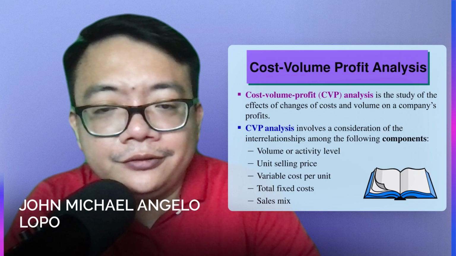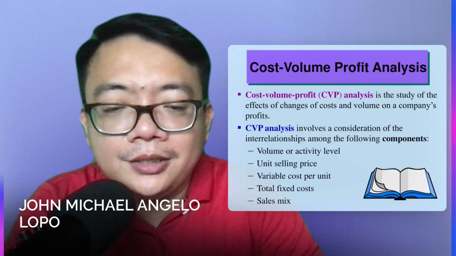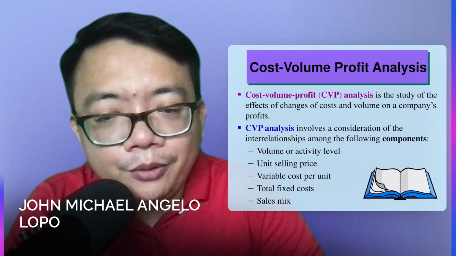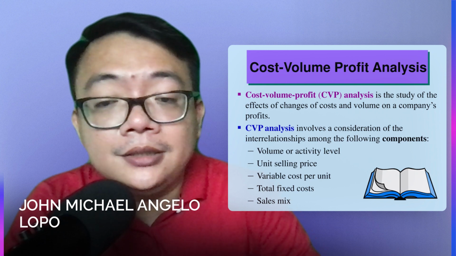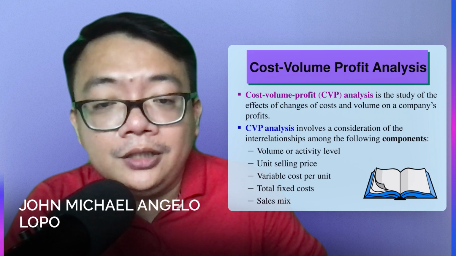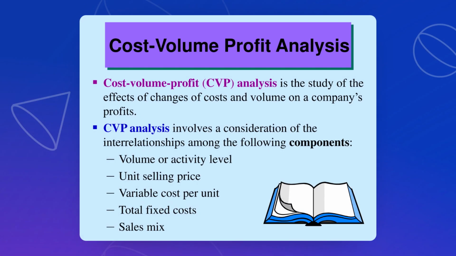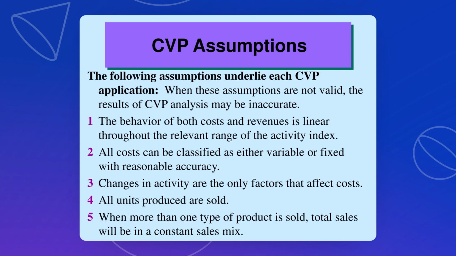Please take note of the variable cost per unit and your total fixed cost. What did I say last time? The variable cost per unit and total fixed cost will remain the same regardless of the activity level. That is why they are always given. Okay, we go to these assumptions.